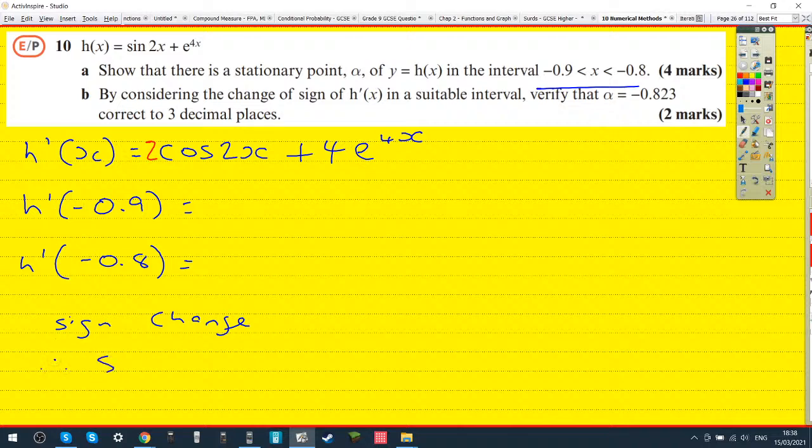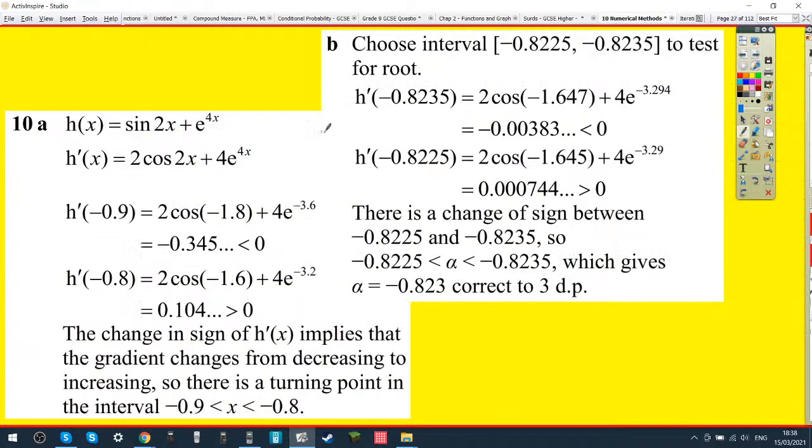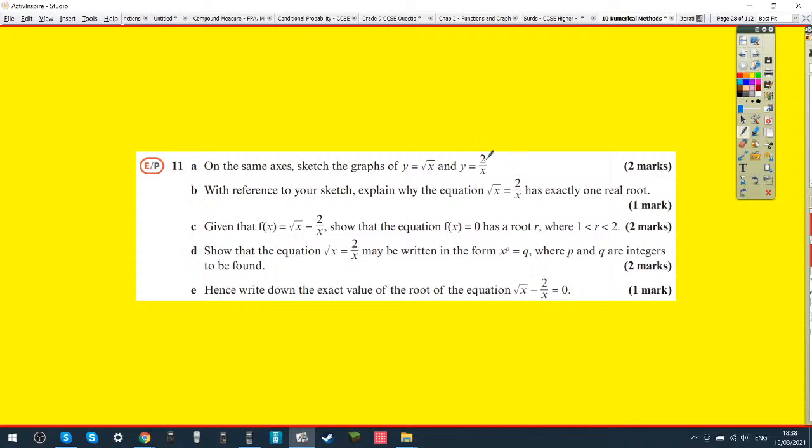Therefore, stationary point. Between wherever. That's great. So that one you had to differentiate it first to show that there's a turning point. Okay. Sketch these two, bring them together. Sure.